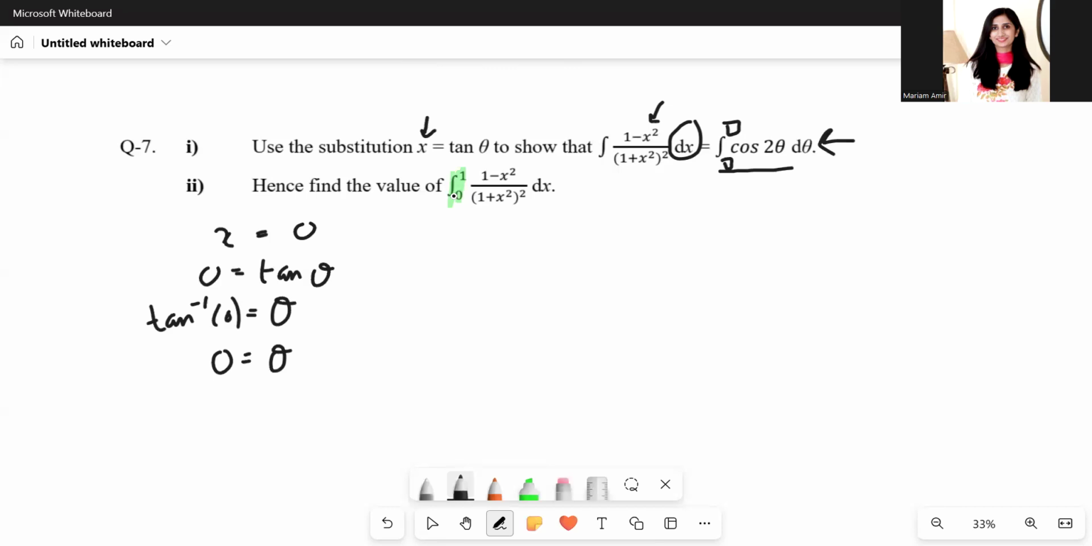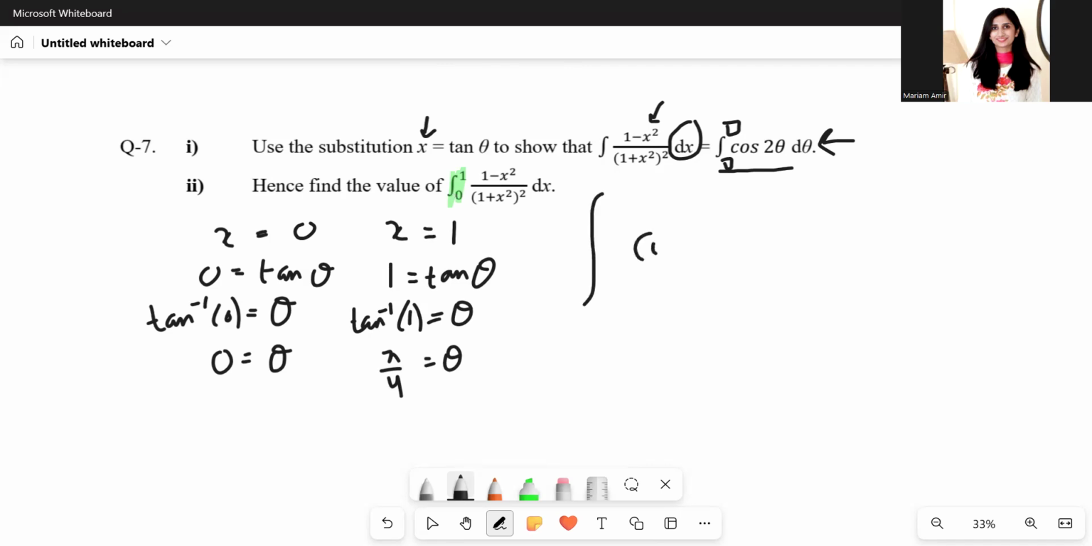So when x is 0, theta is 0. And when x is 1, then we get 1 equals tan theta. Then we take tan inverse of 1, which is pi by 4. So when x is 1, theta is pi by 4. So we're going to integrate cos 2 theta d theta within the limits 0 to pi by 4.